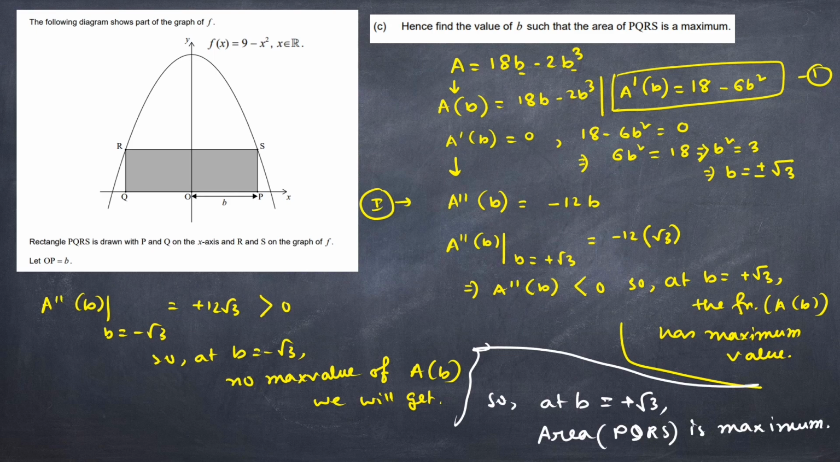Okay, so in this way this problem is done. Also, if you forgot the double derivative check, what you can do, you can just check the values for plus root 3 and for minus root 3, you can check the values also, but the proper way is to check using the double derivative method. Okay, so let's go to the next problem.